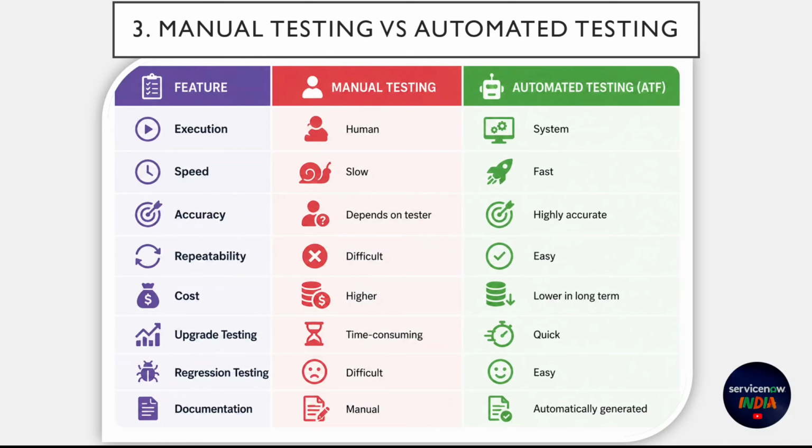In manual testing, upgrade testing is time consuming, and in automated testing it is quick. Regression testing is difficult in the manual approach and very easy in automated testing. Documentation has to be written manually, and in ATF it is automatically generated.